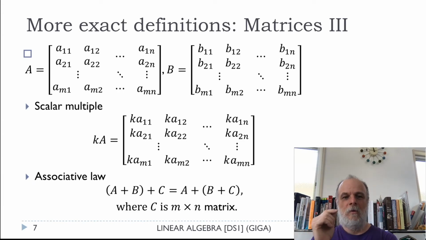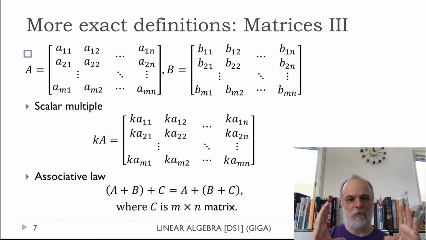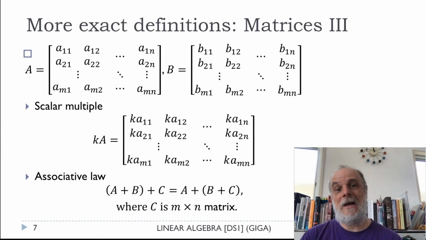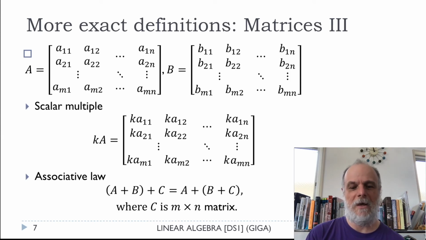One more, addition is associative. So if I give you A plus B plus C, you can group that as either A plus B first, or you can group B plus C first. So just like with adding regular numbers or adding vectors, as long as the matrices are the same size, then you can add them, and it doesn't matter what order you add them in.